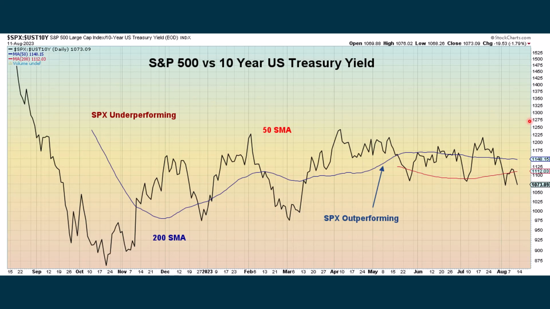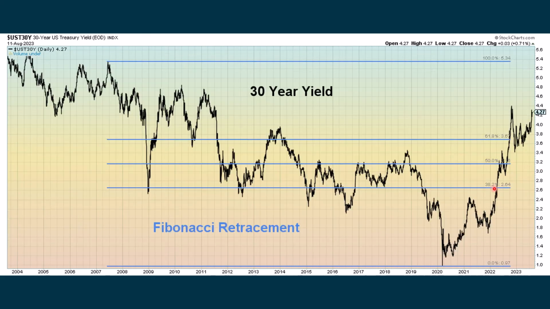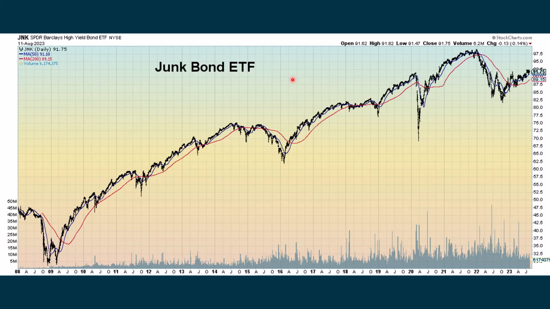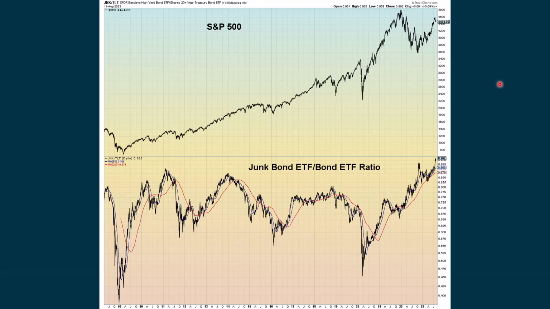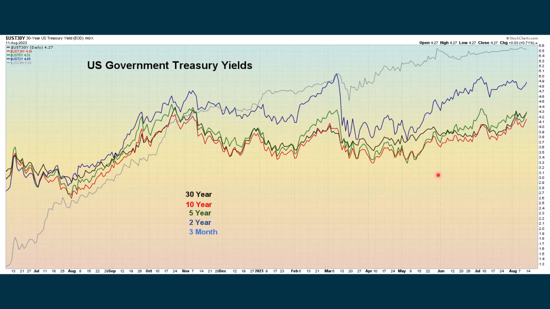When we look at the S&P and compare it to the 10-year yield, we're going sideways an awful lot, but the S&P is still outperforming even though we've seen some recent weakness. The 30-year yield is still above this 61.8% retracement level, still has a long way to go to get back to this previous high. Junk bonds continue to be in an uptrend, and when we compare junk bonds with government bonds, junk bonds are outperforming government bonds, which is pretty much the way it should be because folks have to assume more risk.